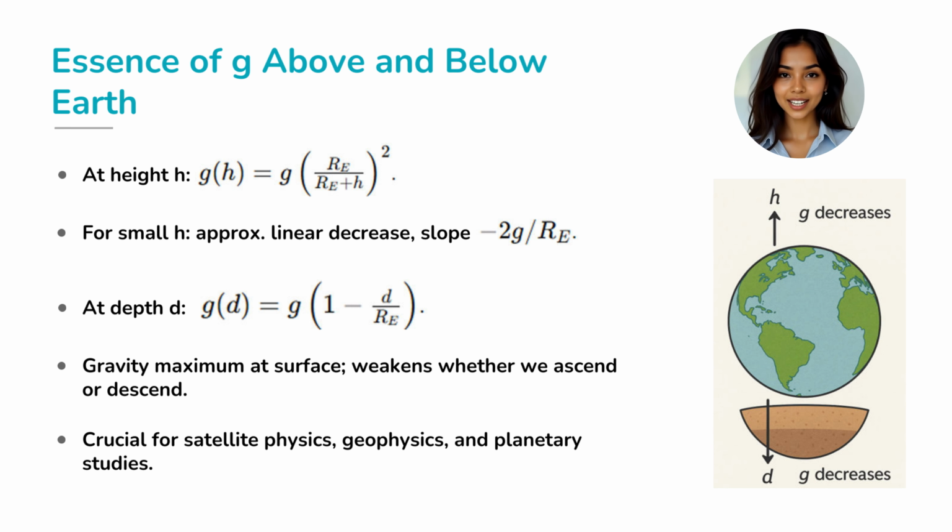Alright, let's tie everything together. At a height h, g(h) equals g multiplied by (R over (R plus h)) squared. For small heights, it decreases almost linearly. At a depth d, g(d) equals g multiplied by (1 minus d over R), dropping steadily until it vanishes at the center. So gravity is strongest at Earth's surface and becomes weaker whether you rise above or go below. This concept explains satellite orbits, astronaut experiences, and even why geologists can study Earth's interior.